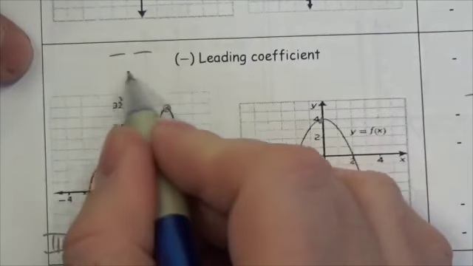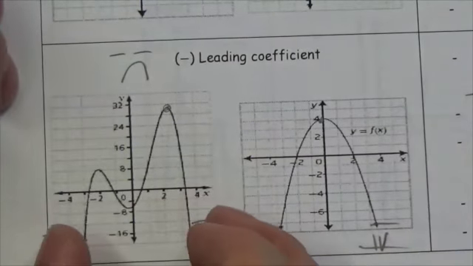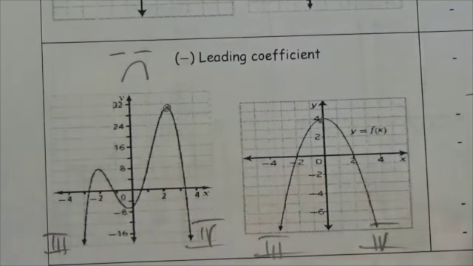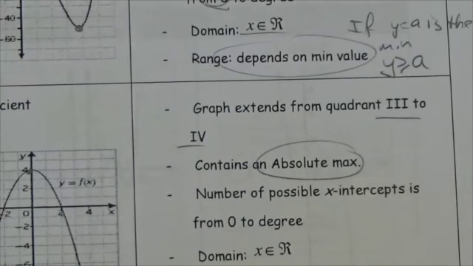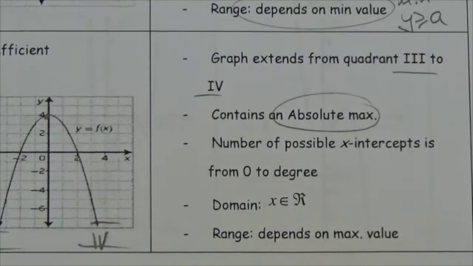If you want to think of it negative, you could think of it as negative and sad, right? Because it opens down. And that might give you a little bit of an indication as to what quadrants you're starting in and ending in here. The number of x-intercepts, again, is from 0 up to the degree. The domain is going to be all reals.